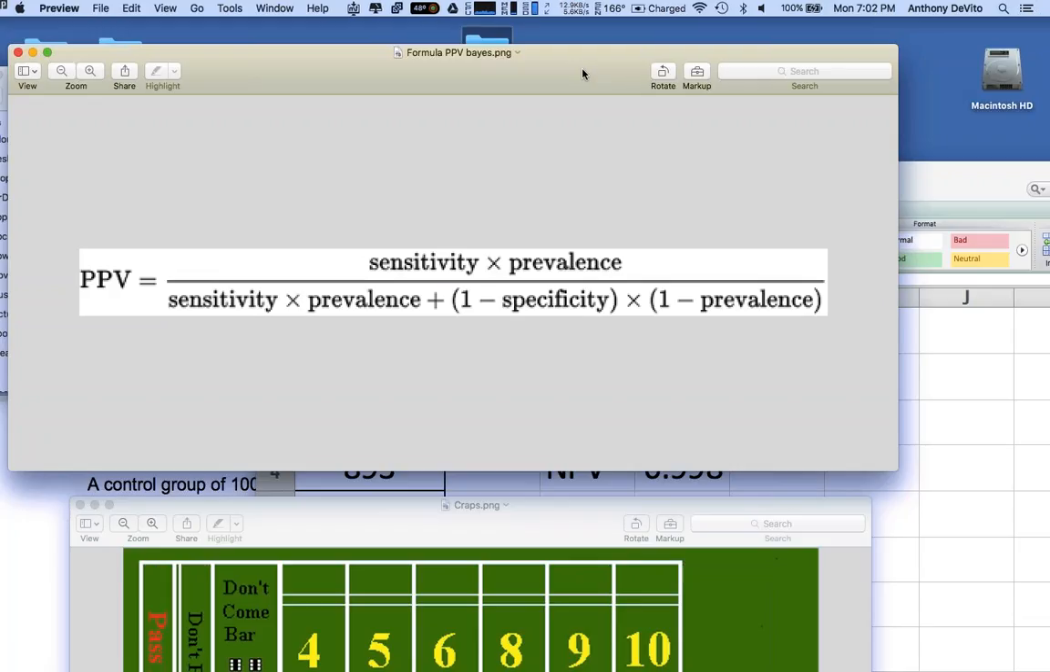This is an example of a conditional probability, positive predictive value. What do I have to know to calculate the positive predictive value? I need to know, what do you see there? Sensitivity, prevalence, and specificity. That's the only thing in that formula, right? Okay, so let's take a look at what this really is here.